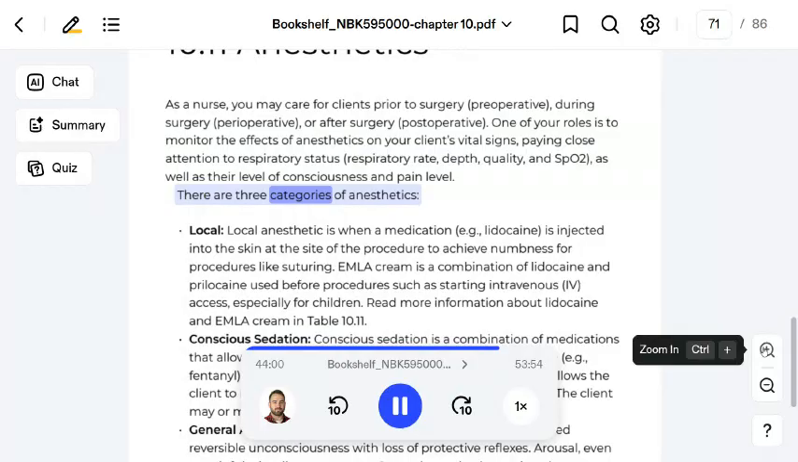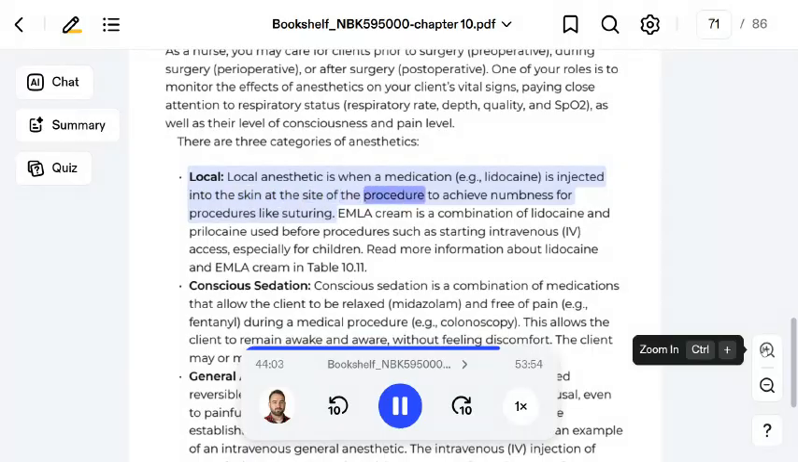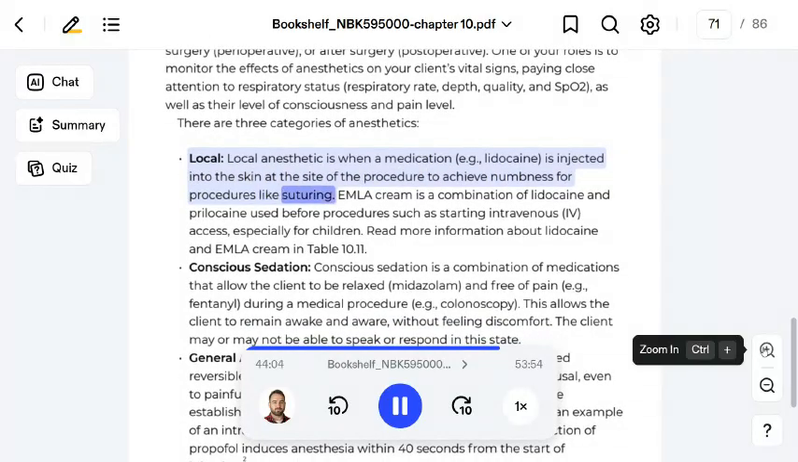There are three categories of anesthetics. Local anesthetic is when a medication is injected into the skin at the site of the procedure to achieve numbness for procedures like suturing.